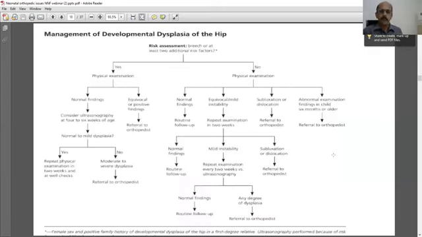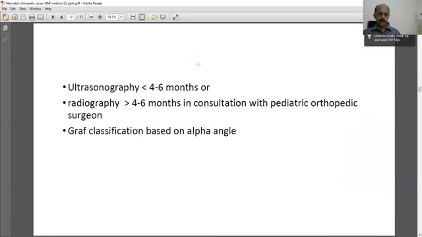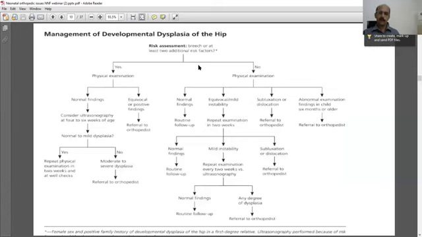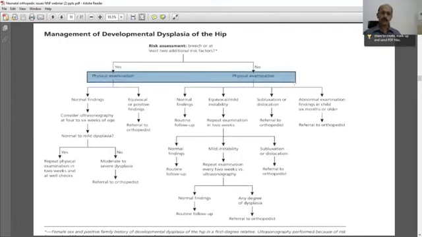Now coming to the process of screening itself, whenever there are risk factors, what are the risk factors, just a minute. The risk factors would be a girl child, a breech presentation, or a family history, as we had discussed. Any risk factor itself is significant enough to not neglect, whether the physical examination finds anything or not. So physical examination of all newborns after birth is a must. We have to do a physical examination of all newborns, irrespective of whether risk factors are there or not.